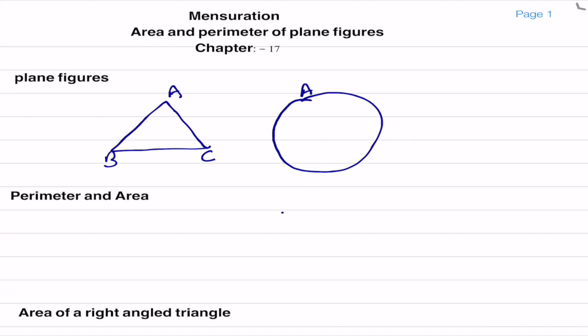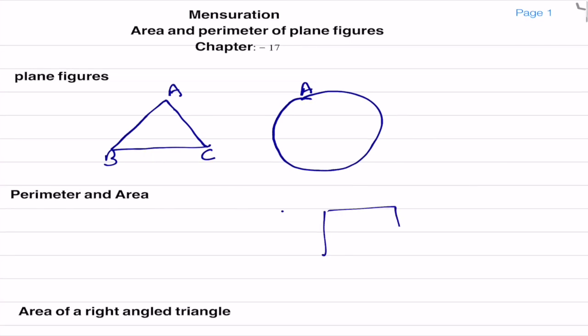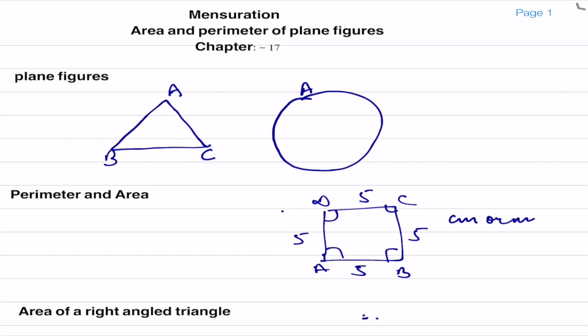Next is perimeter and area. Perimeter means the length of its boundary. The perimeter of any plane figure is the length of its boundary. Suppose this is a square ABCD. So perimeter means the length of its boundary. Like in a square, as we know, all the sides are equal. So the sum of all the sides of a square is the perimeter. The unit of the perimeter is the same as the unit of length, that is meter or centimeter, etc.